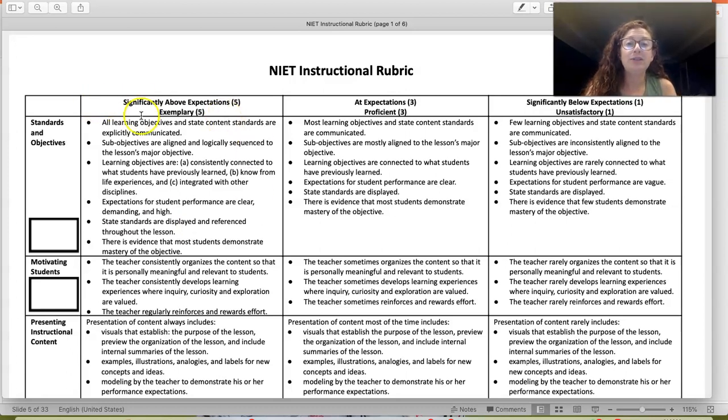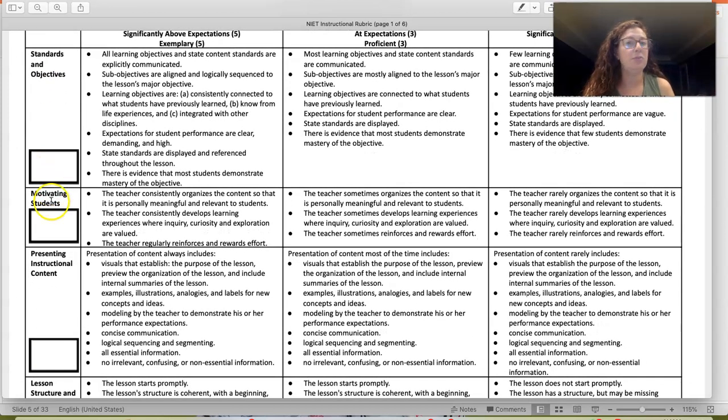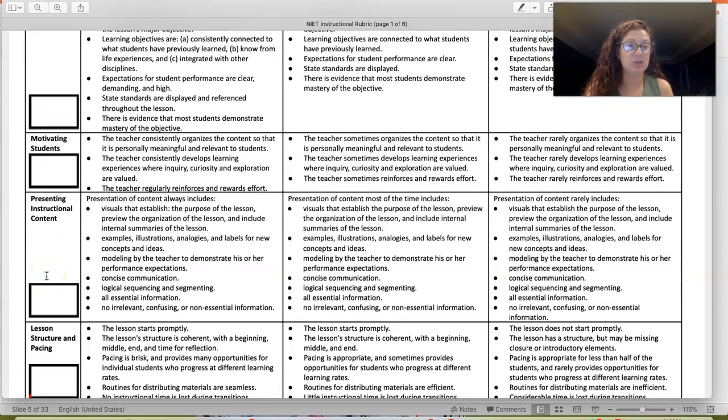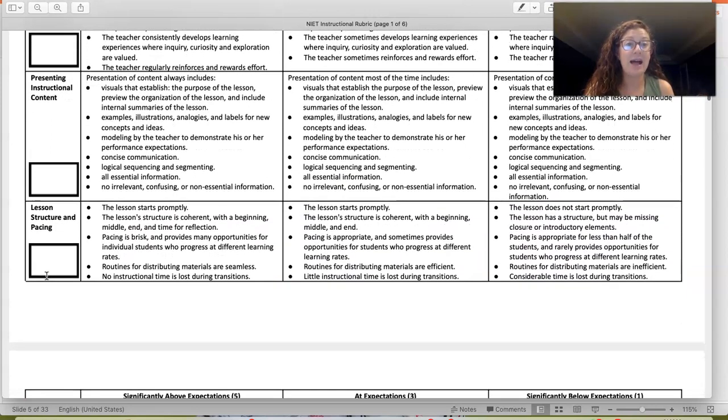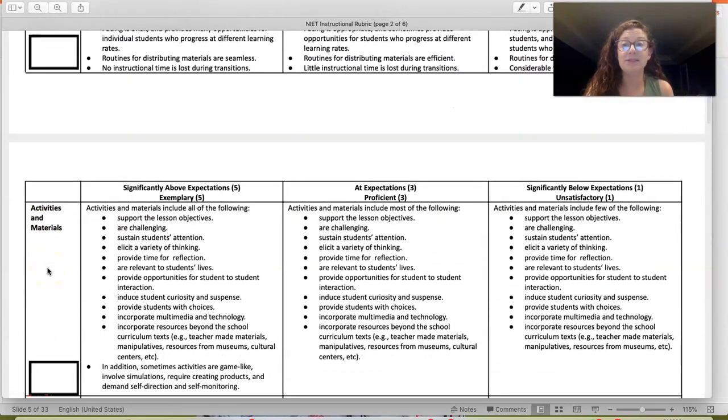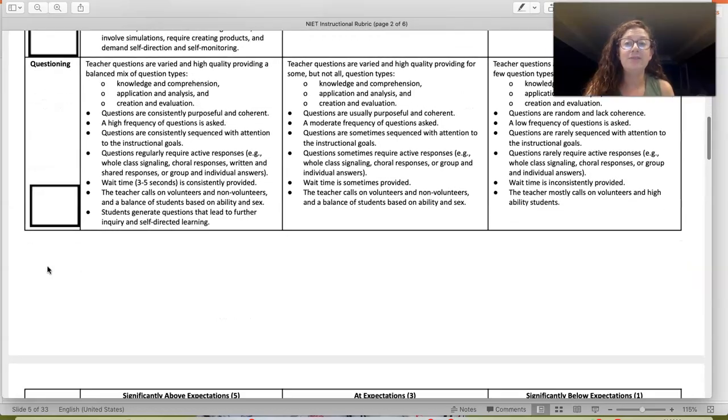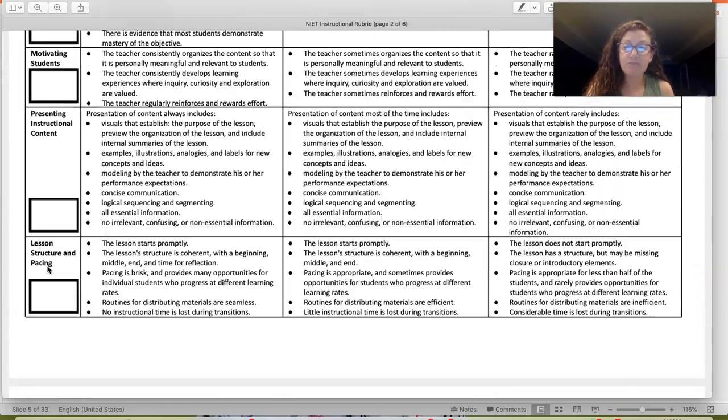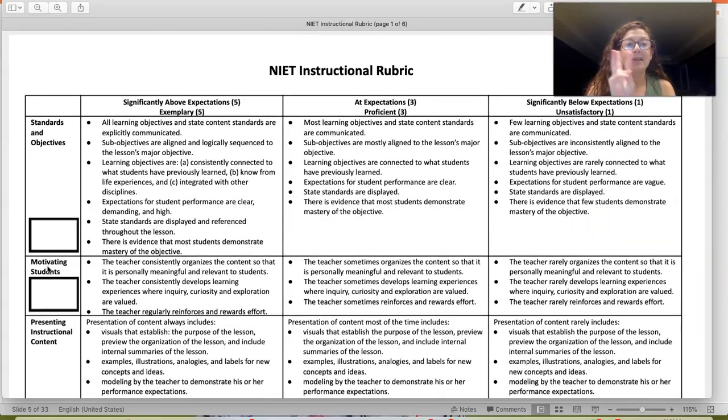And how you look at this rubric is, first, on the left-hand side is each category that we are examining when we come to observe you. So as you can see, standards and objectives, motivating students, presenting instructional content. These were all things that I had stated in the previous slide. So these are all the different areas that we look at. And then you'll notice that there are 3 sections on this rubric.